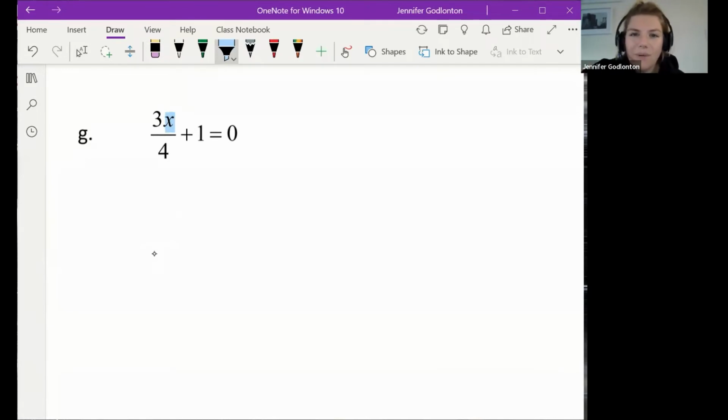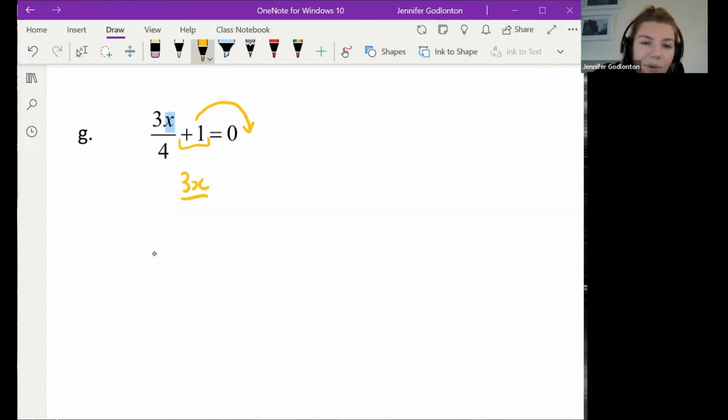So the first thing we're wanting to do is, the first thing that's in my way is I've got this 1. So I'm wanting to move that 1 onto the other side. Whatever we do, when we move it onto the other side, the operation is the opposite. So right now it's +1. So when it moves over, it's going to become -1. Okay, so we're going to keep our 3x over 4, and we're going to move that 1 over, and it's going to become -1. So that's my first step.